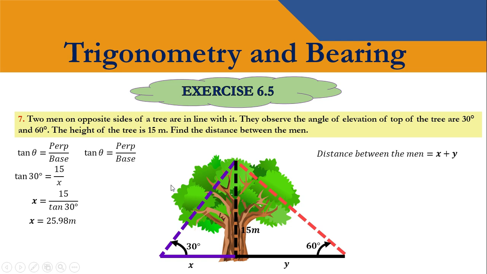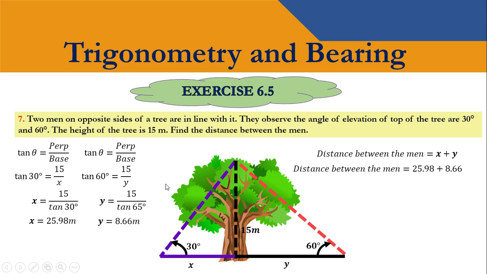Now we will calculate the distance of the second man with the same method. So tan 60 degrees is equal to 15 divided by y, and we get the distance y is equal to 8.66 meters. Now adding these two distances together, we will get 34.64 meters, which will be rounded off to 34.7 meters. So this is the answer of this question.